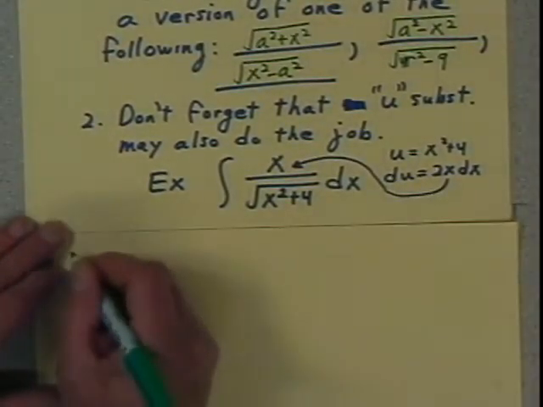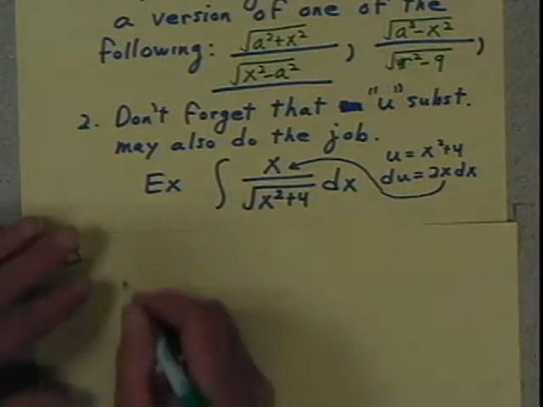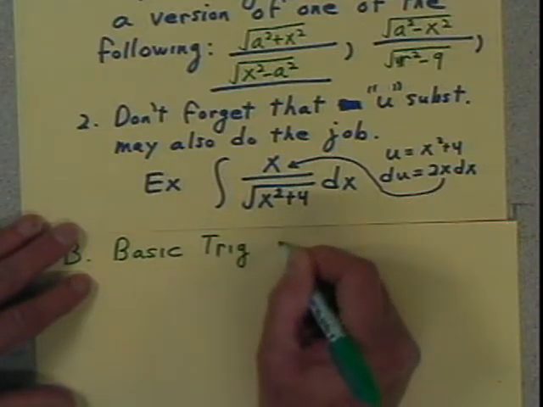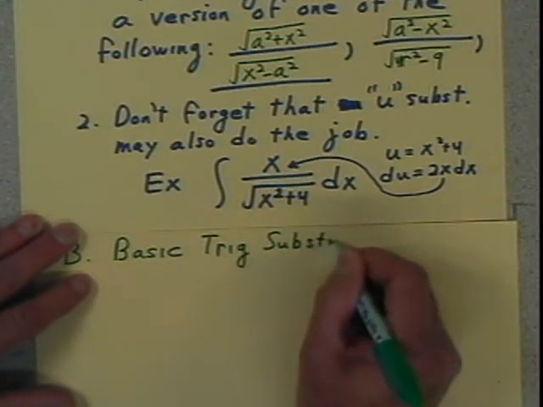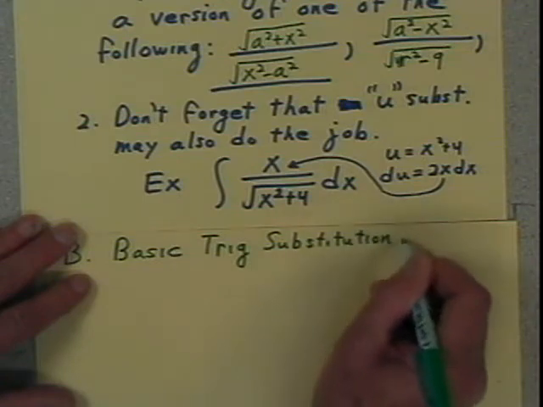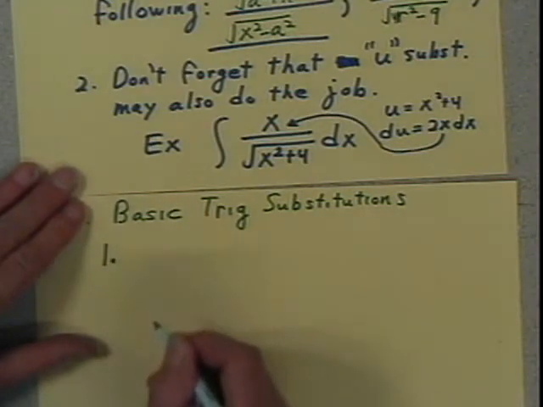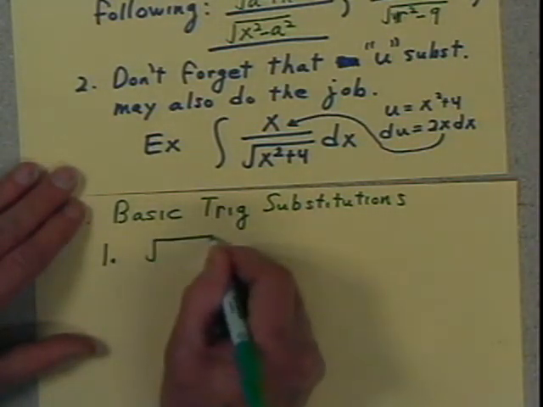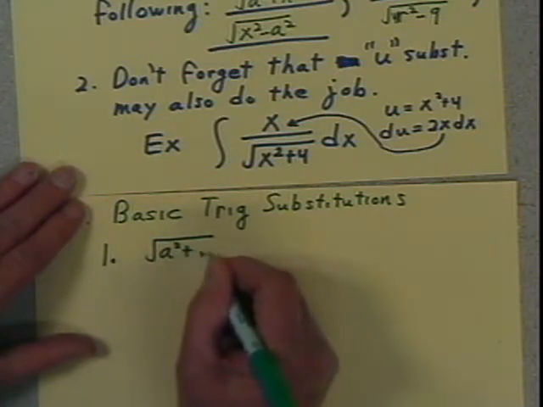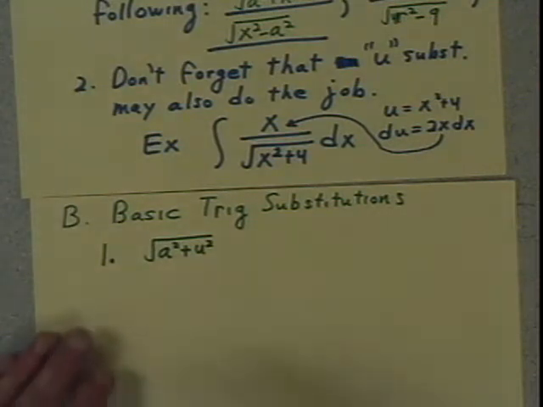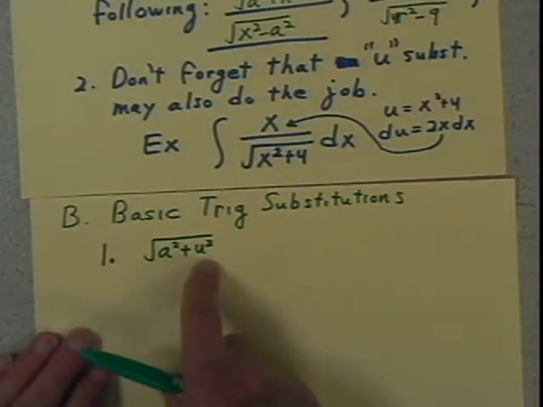All right, now to the heart of the section. What are the basic trigonometric substitutions? Okay, number 1. What do I do with the square root of a squared plus u squared? I'm using u as a reminder that u could be 2x squared, or it might be e to the x squared. It has to be something squared, okay?